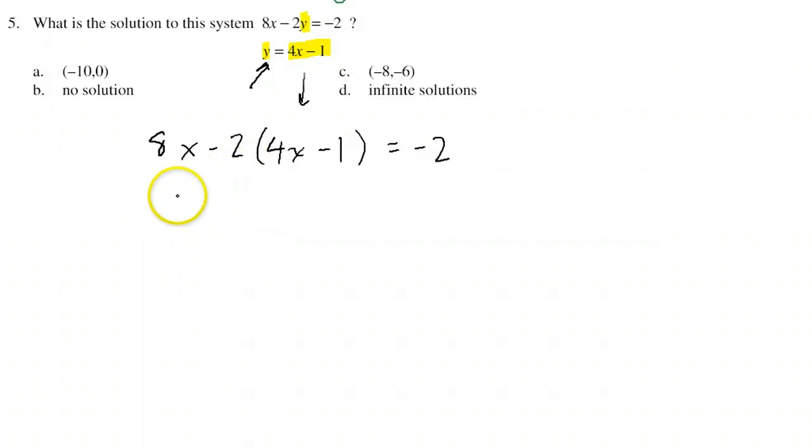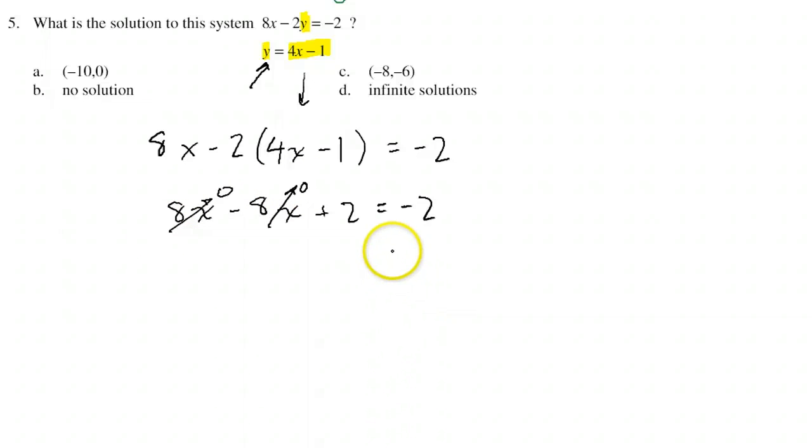So here, if I distribute the minus 2, I get 8x minus 8x plus 2 is equal to negative 2. And here I see that 8x minus 8x, well, those just cancel out to 0. So I'm left with 0 plus 2 is equal to negative 2. And now we notice that all of our variables are gone.